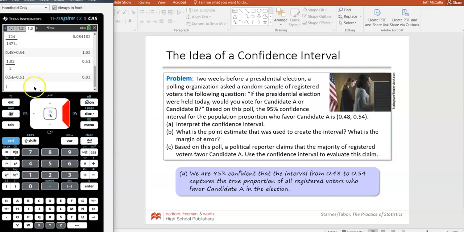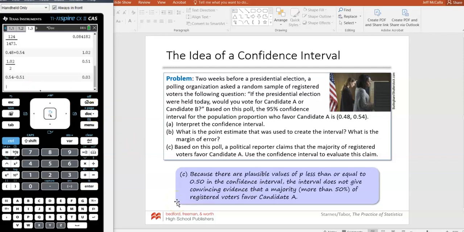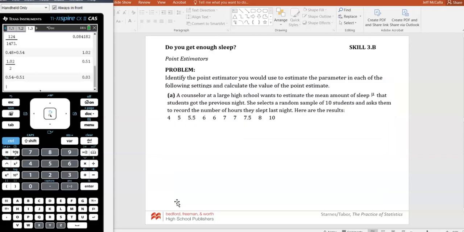Let's see what the result is here. So that's the margin of error. Because there are plausible values of p less than or equal to 50%, I don't think we have convincing evidence of that. So I would agree with that statement.